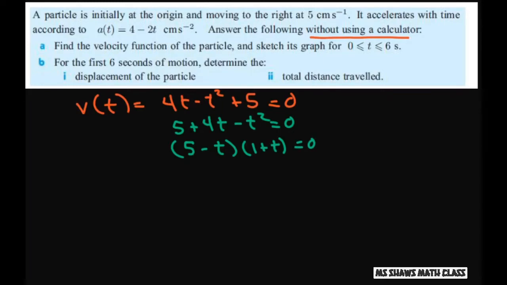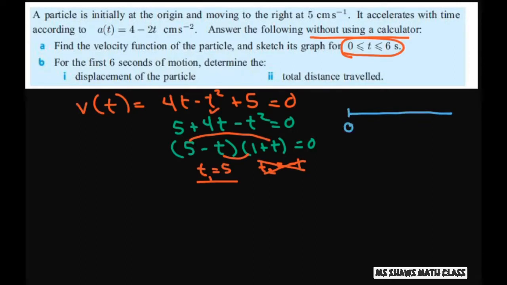Let's see if this works. So we get 5 minus 1 gives me my 4. So that works out. So we get t equals 5, call that t1. t2 equals negative 1. We don't want a time where t is negative. So we're going to disregard this one and just use this as our sign diagram. So we want to go from 0 to 6, and we want to see what's going on about t1 equals 5.